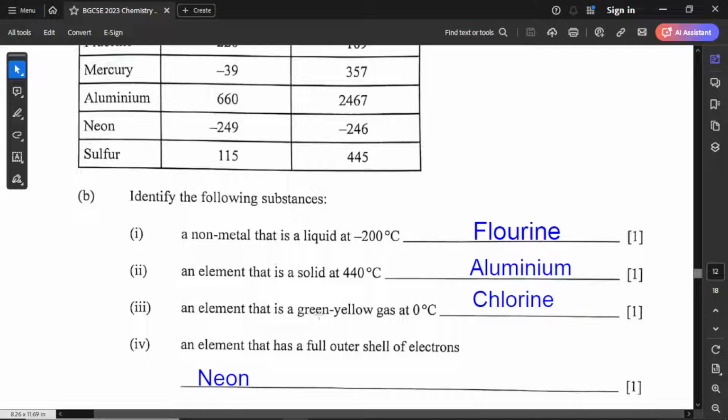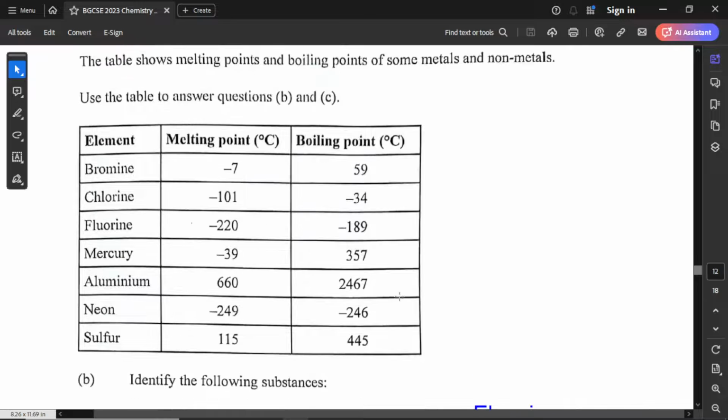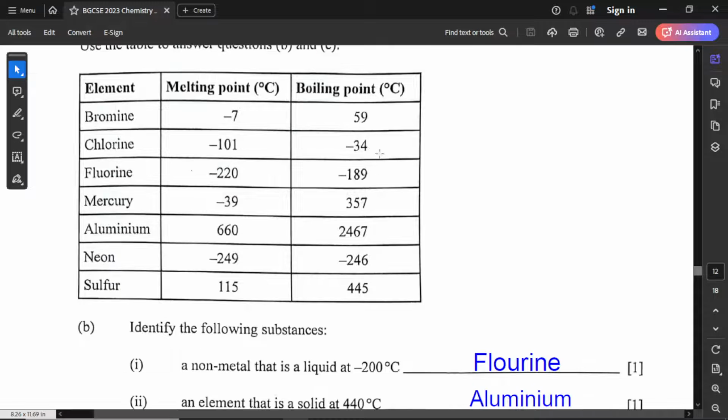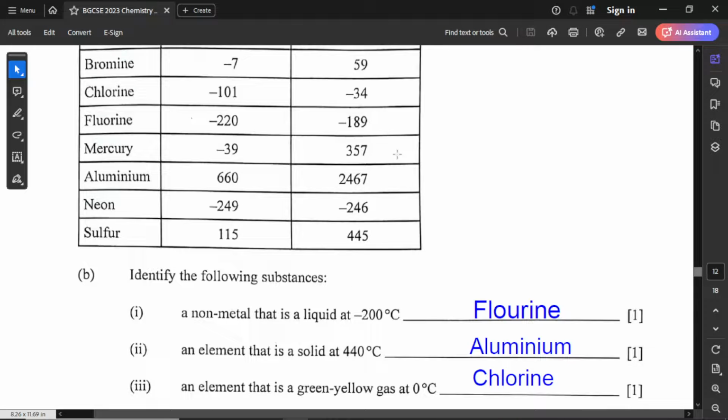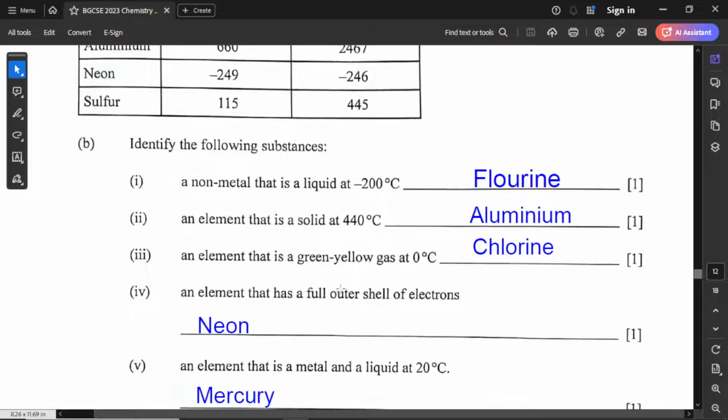An element that is a green-yellow gas at 0 degrees Celsius, and even by the nature of the green-yellow, it is chlorine, but let's go with gas at 0. So if you look at chlorine carefully, all right, it is boiling at negative 34, so it is already a gas before it reaches 0, all right. So definitely chlorine is our answer. Two things: the degrees, which is the temperature, and the color.